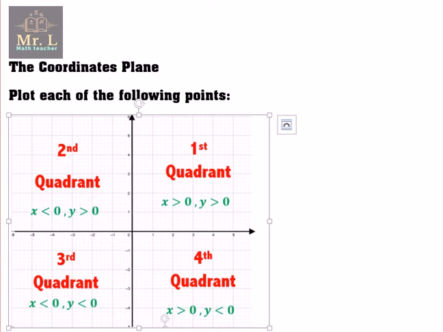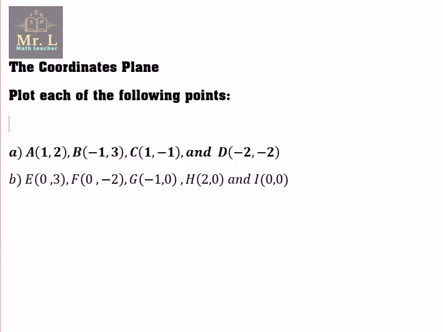In this section, I'll focus on how we plot points on a coordinate plane, and I'm going to do this using a particular example. So plot each of the following points. Of course, in this question, I try to summarize all possible cases in case you need to plot points on a coordinate plane. So I need to plot the points A to I.